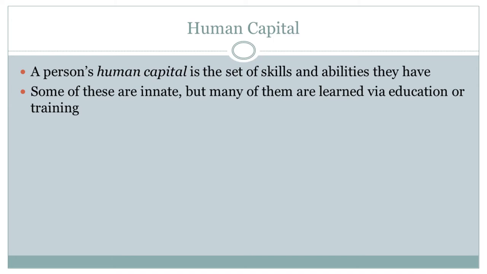Different people have different sets of skills, and so they're going to have different amounts and different types of human capital. You wouldn't want to hire a mechanic to do your surgery, and you also wouldn't want to hire a doctor to fix your car. Different people have different types and amounts of skills. And some of these skills are perhaps innate, maybe you're born with them. Some of them are learned via education and training. So education has a lot to do with the amount of human capital that you have.